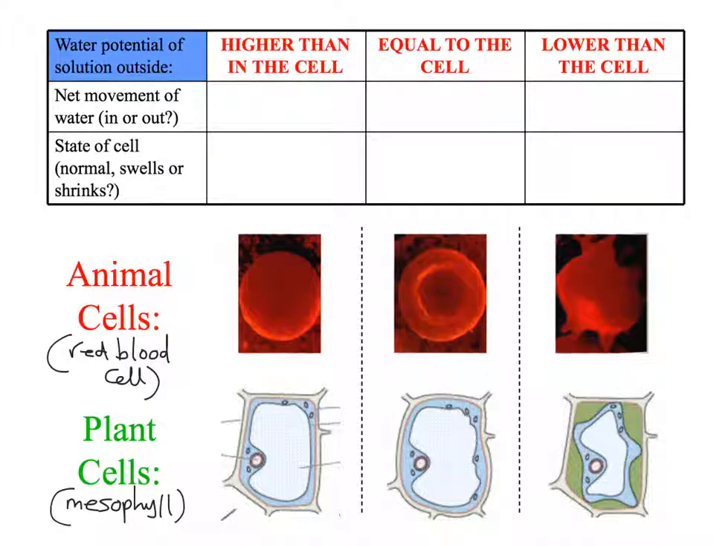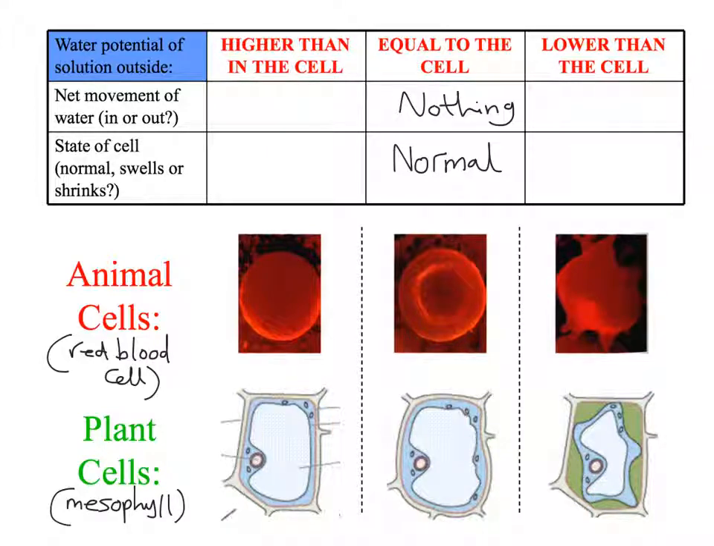So we've got below net movement of water in or out. Well, if the water potential is the same, that would ultimately mean that there's no water movement. So we can put here nothing. There is no water moving in or moving out because our water potentials are equal. Equally, if we look at the state of the cell, as in if our options are normal, swell or shrink, because water isn't moving in or out, once again we're going to put nothing there. So it would appear completely normal.